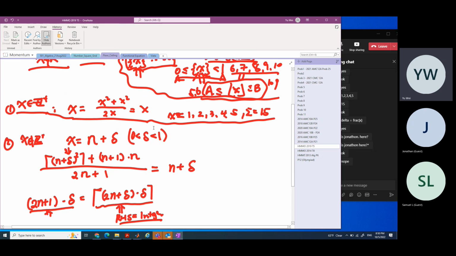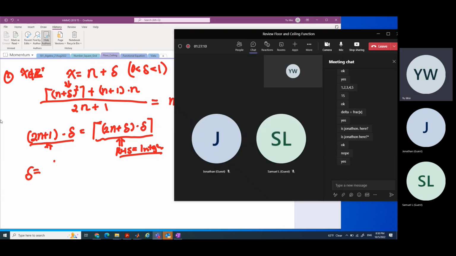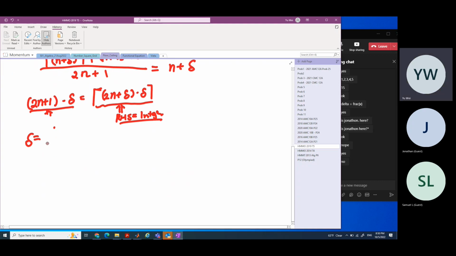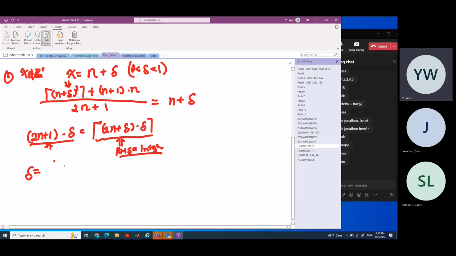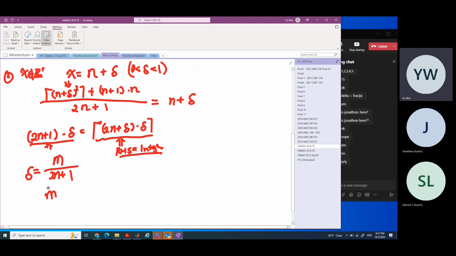This cannot be irrational, right? If 2n plus 1 times the irrational number, can it equal the integer? So what kind of number can make it an integer, Jonathan and Sam? Rational. How do we represent this rational? Yes, A over B, but what kind of B? What kind of A? Can we write it as this? What's the range of the M?